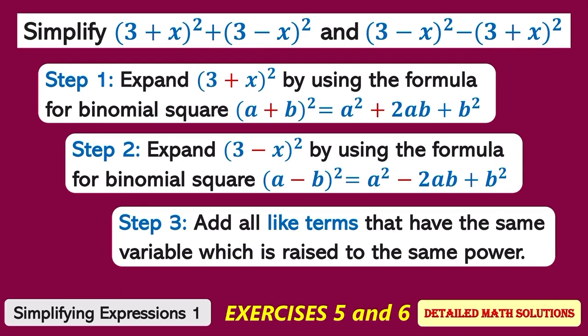The second step is to expand 3 minus x in parentheses squared by using the formula a minus b in parentheses squared equals a squared minus 2ab plus b squared. And finally, I need to add all like terms that have the same variable, which is raised to the same power.